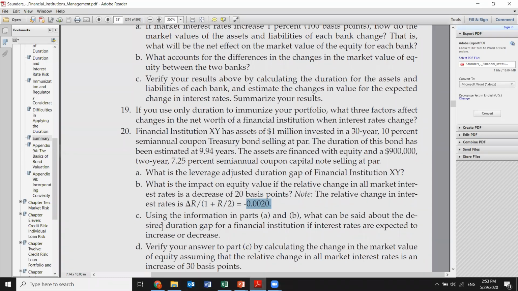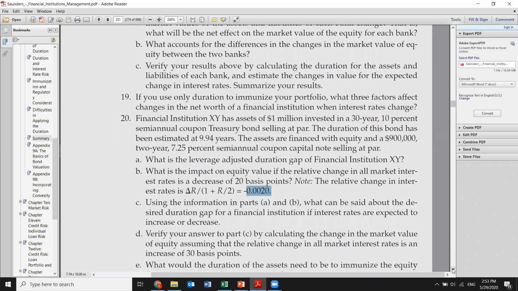Part D says, please verify your answer to part C by calculating the change in the market value of equity, assuming that the relative change in all market interest rates is increased by 30 basis points, okay? So we need to put everything into formulation. Now we need to verify our answer in part C by putting in the relative change in the interest rate shock.